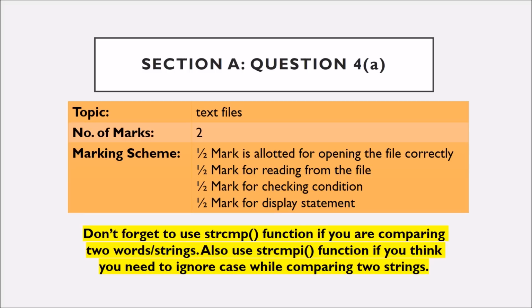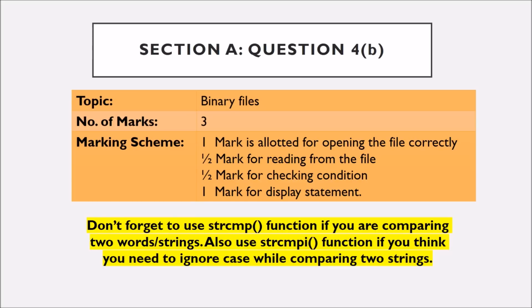Half mark is allotted for opening the file correctly, half mark for reading from the file, half mark for checking the condition, and half mark for display statement. Don't forget to use strcmp function if you are comparing two words or strings, and also use strcmpi function if you think you need to ignore case while comparing two strings.